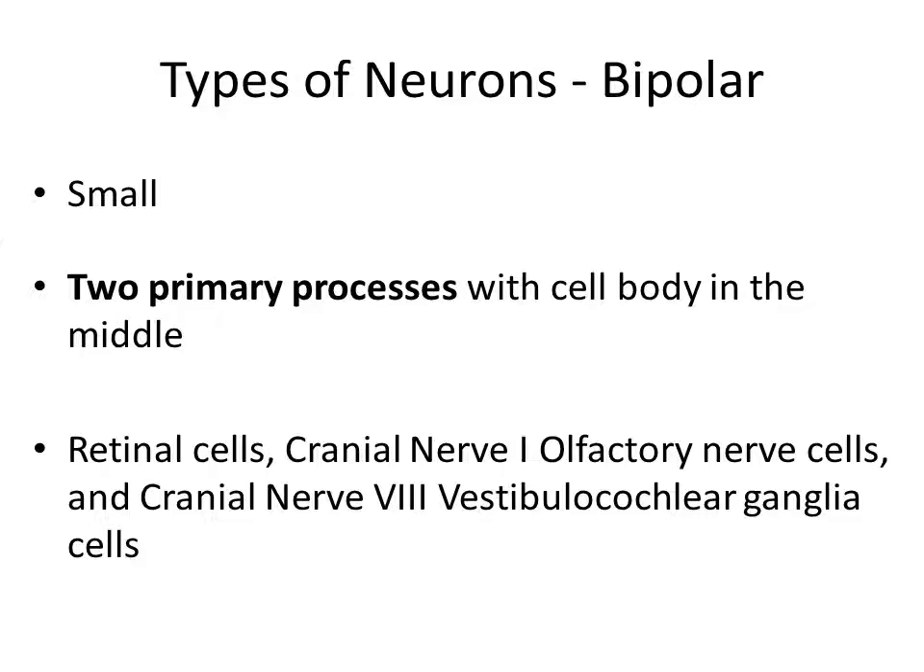Bipolar neurons are very small. They have two processes extending out from either side of the soma. So the soma is in the middle, and you have an appendage out one side and an appendage out the other. Typically, one appendage would be a dendrite, and the other would be an axon. Examples of bipolar cells are the retinal cells, the olfactory nerve cells for cranial nerve 1, and the vestibular cochlear cells within the vestibular cochlear ganglia for cranial nerve 8.